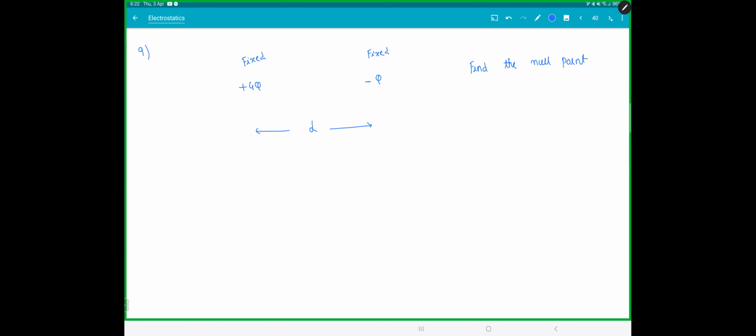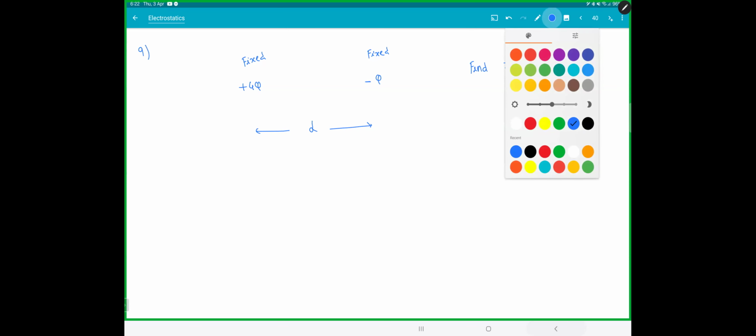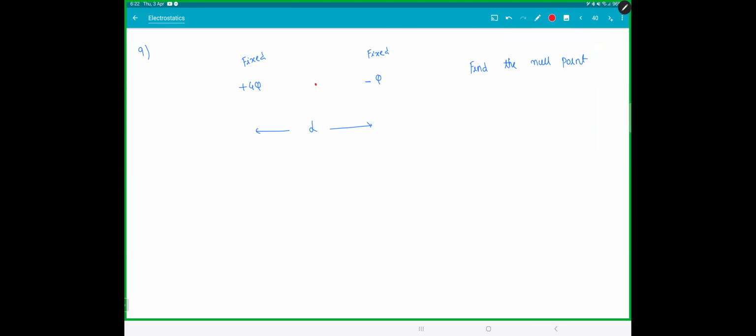No, it's not 2D by 3. Let me ask you a question. Say we have a problem here. If you take a point in the middle, what is the direction of the field due to 4q? 4q will push, isn't it? It will push to the right. What will the minus do? Minus also will pull. They're not cancelling, right?